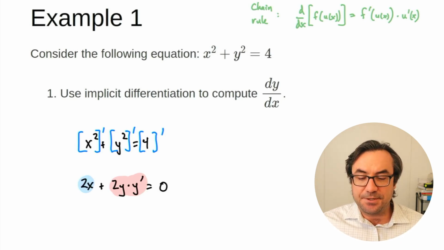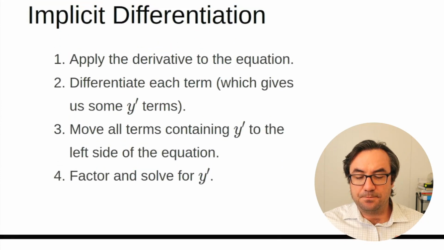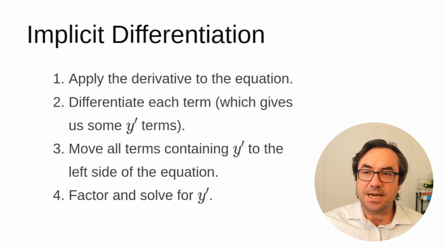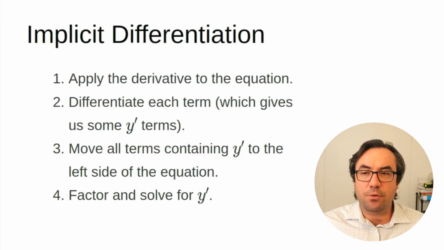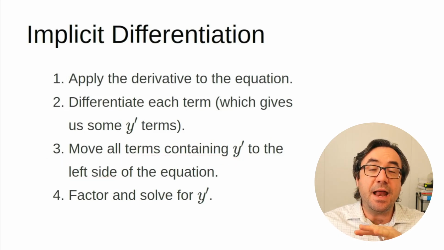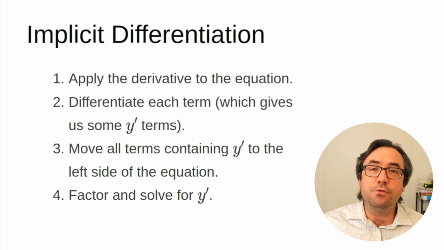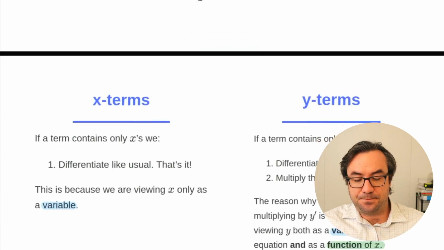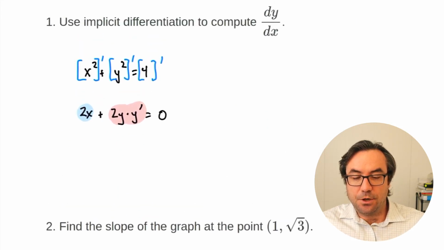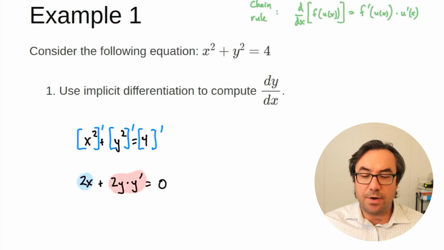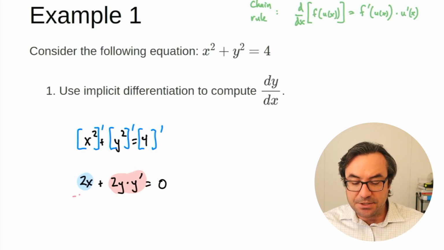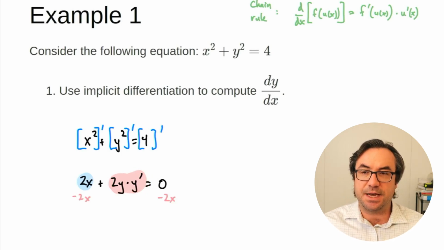So let's go back up to our implicit differentiation technique here. Apply the derivative, we did that. Differentiate each term, we've done that. Now we want to move all terms containing y prime to the left side, and anything that doesn't have a y prime, we're going to move to the other side of our equation. So in this case, we're going to keep the 2y times y prime where it is, and we're going to move that 2x to the other side. So we're going to subtract 2x from both sides.